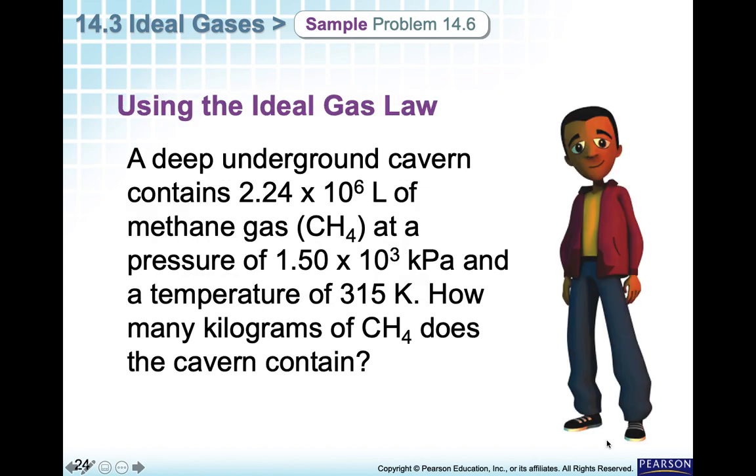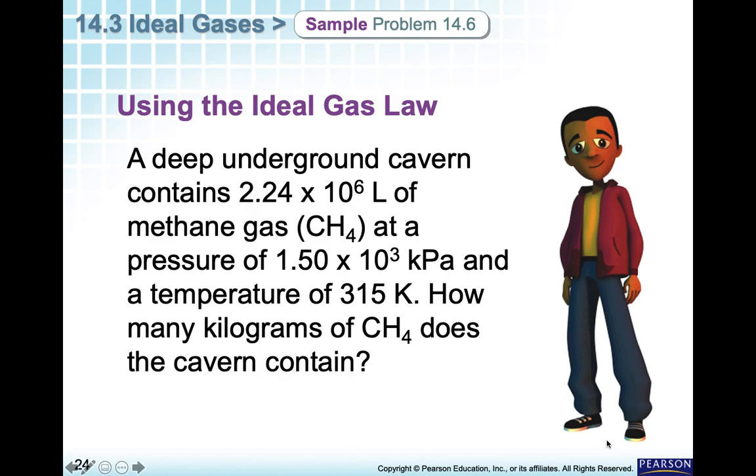So, deep underground, a cavern contains 2.24 times 10 to the 6 liters of methane gas at a pressure of 1.50 times 10 to the third kilopascals and a temperature of 315 Kelvin. How many kilograms of methane does the cavern contain?